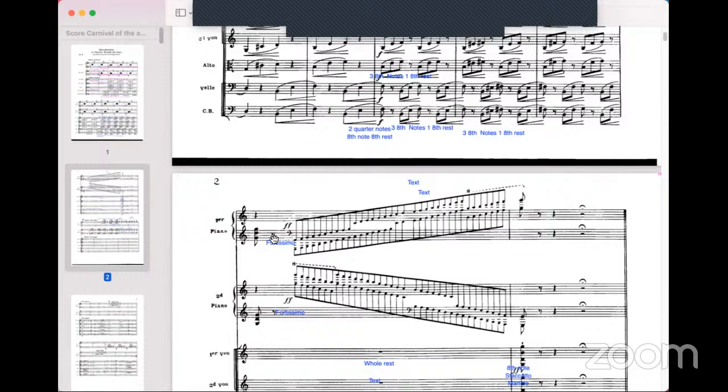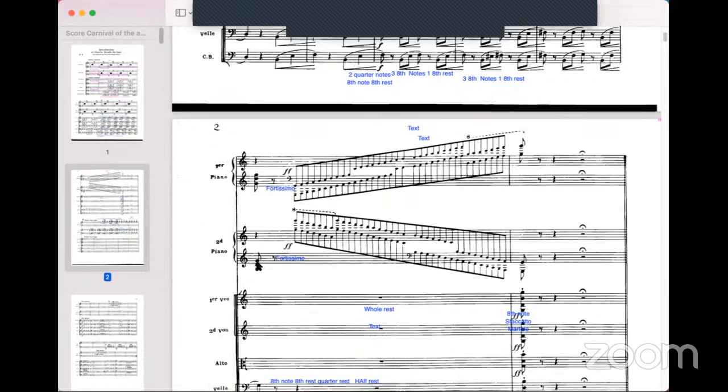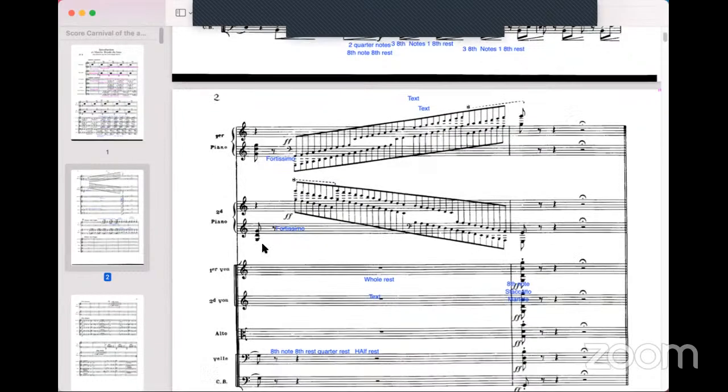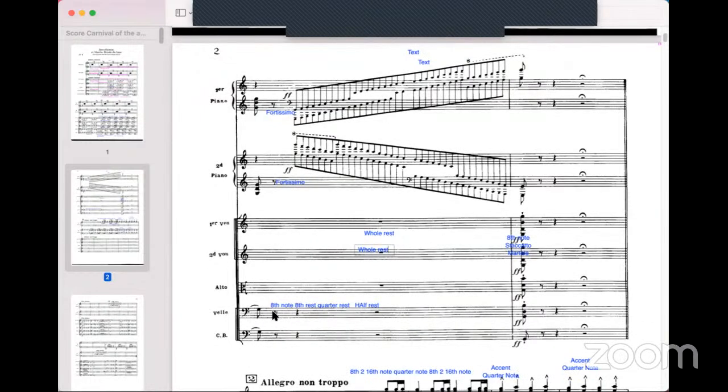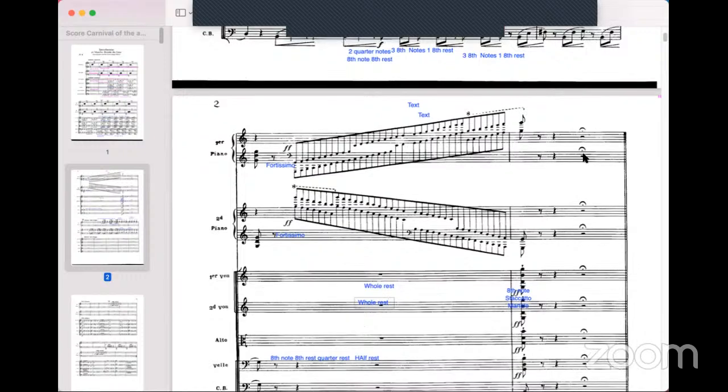1 eighth note, 1 eighth rest, 1 quarter rest. 1 eighth note, 1 eighth rest. Whole rest. This is 1 eighth note, 1 eighth rest, 1 quarter note, 1 half rest. Eighth note, eighth rest, quarter rest, and half rest with the fermata. Okay.